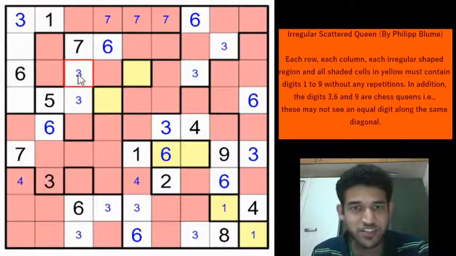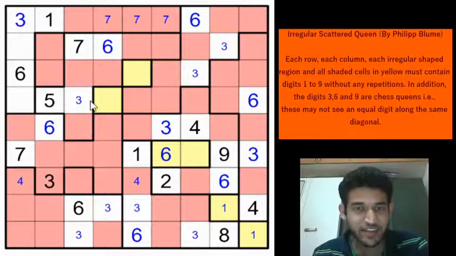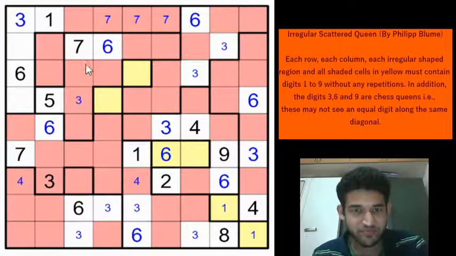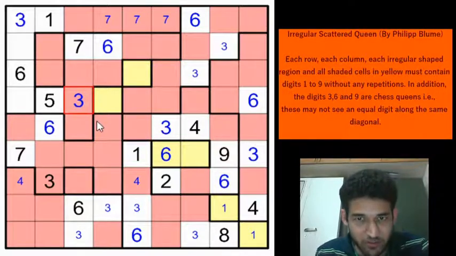Beautiful Sudoku. So you can't have a 3 here now because of this 3. We can mark this cell in red, and that gives a 3 here, right? This cell will be a 3 now, and any more 3s we can get, I'm sure we'll be getting some more 3s here.